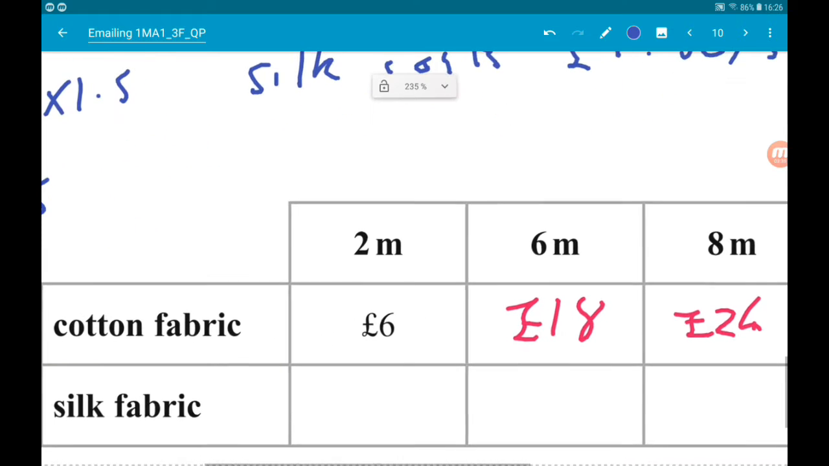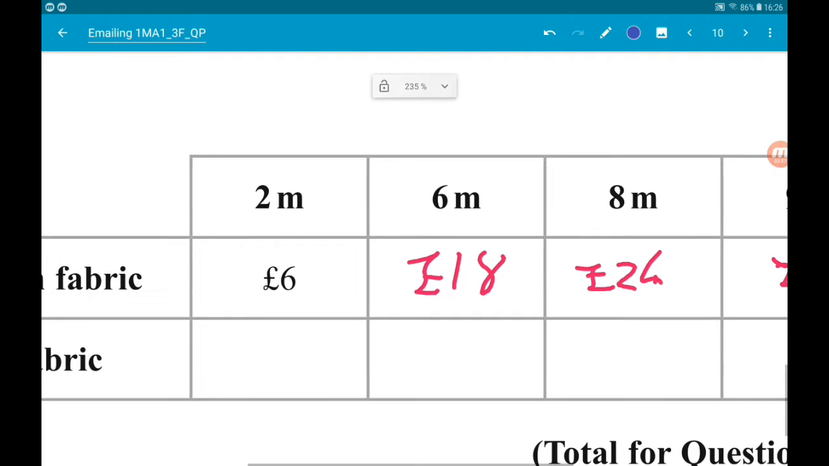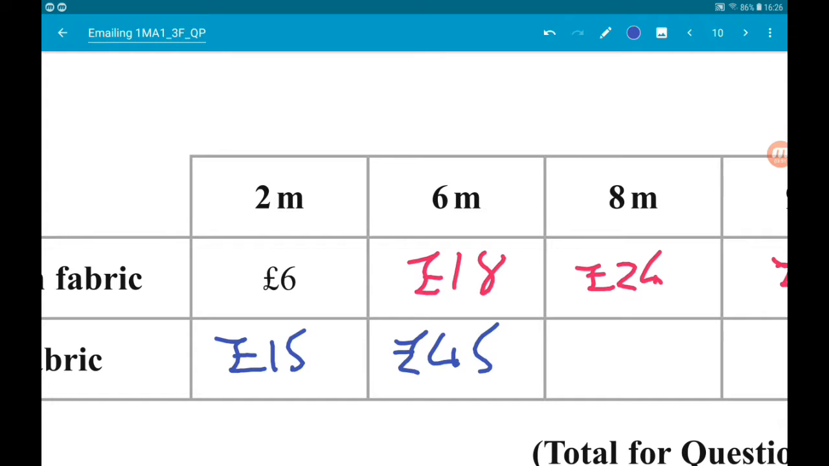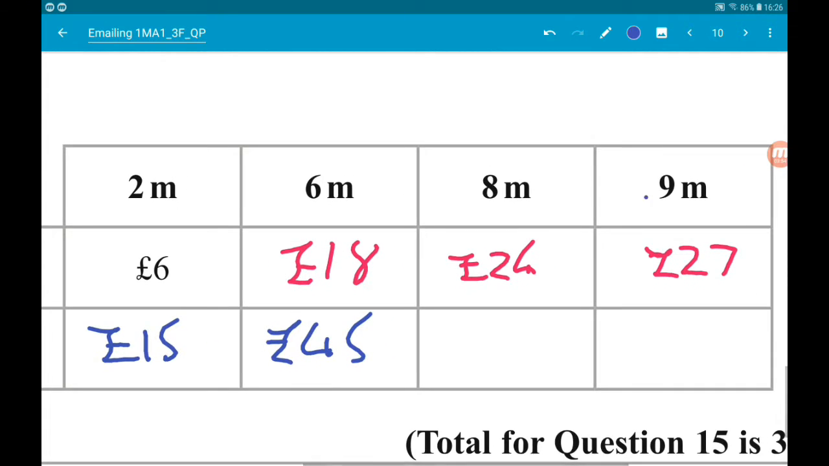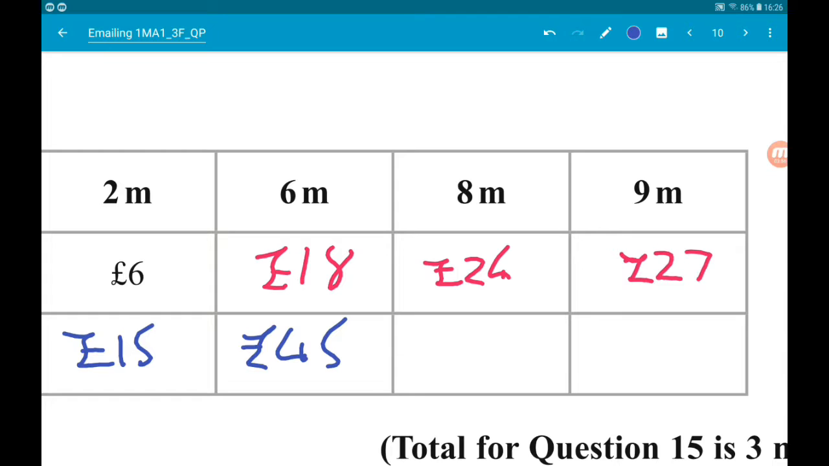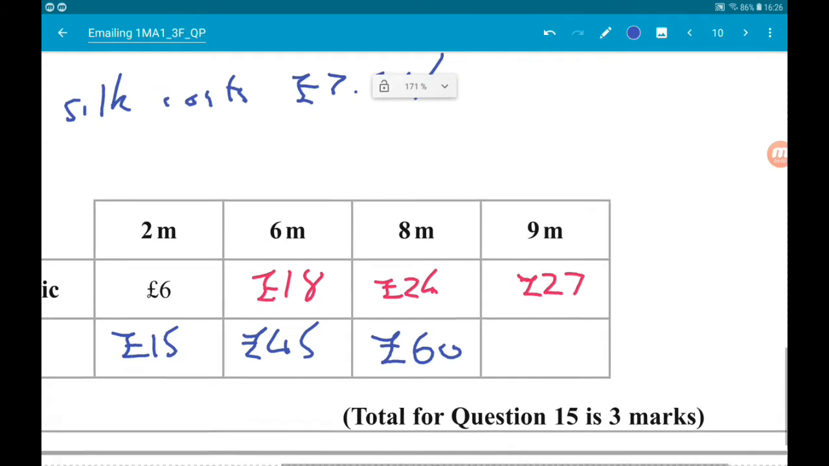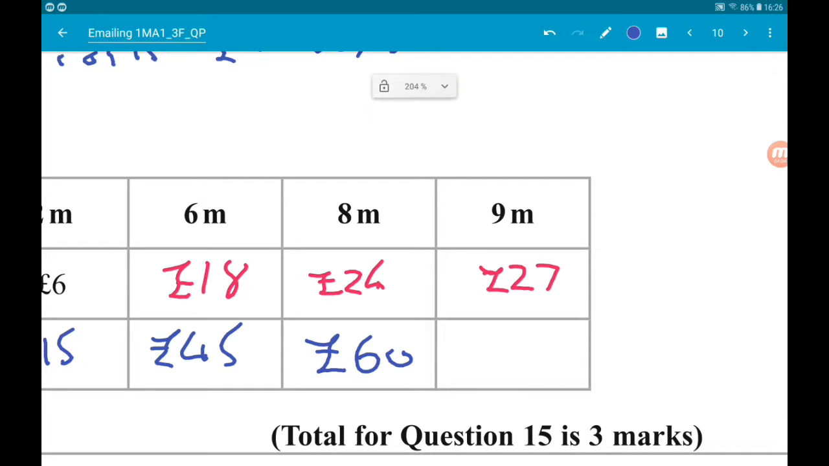So for 2 metres, it's going to be £15. 6 metres, 6 times 7.5, it's 45. 8 metres is going to be £60. And 9 metres is going to be £67.50.